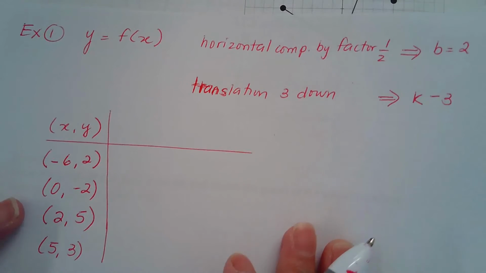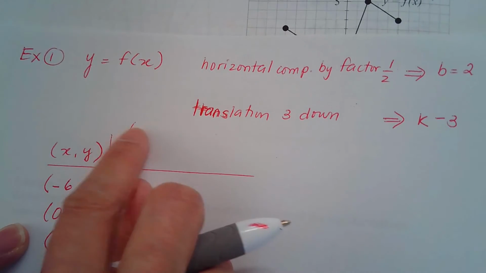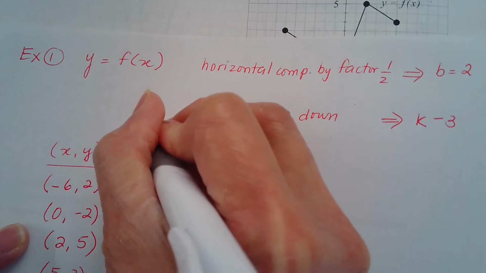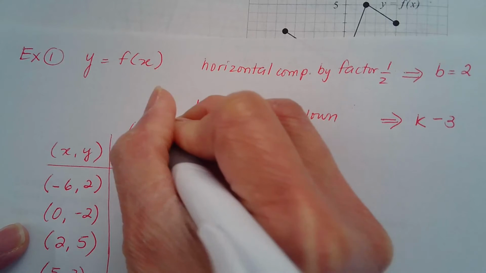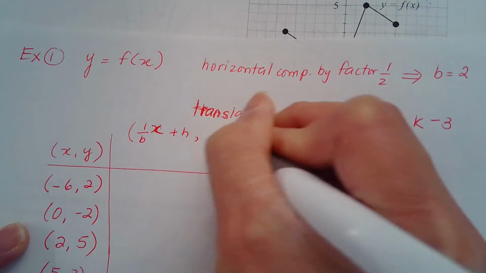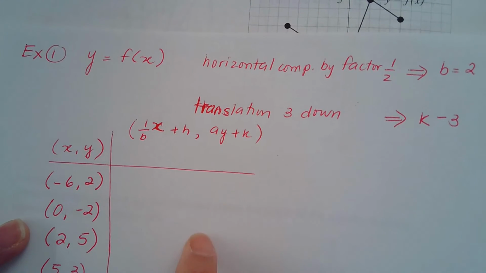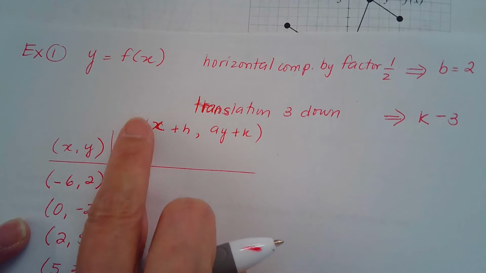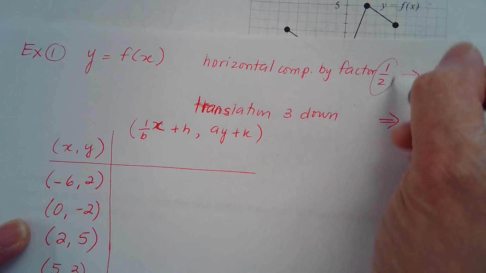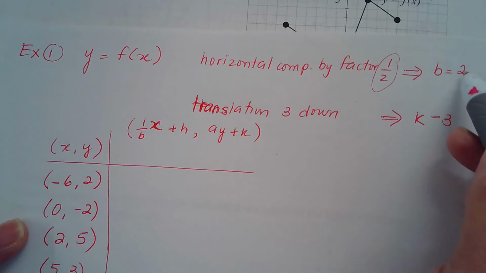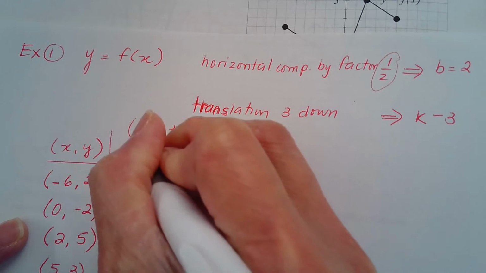The transformation is going like this. I'll just write it above, and then we'll put in the right things down there. So (1 over b times x plus h, a times y plus k). Now, it says here 1 over b. So 1 over b, well, that's this one over here. Or if you want, you can go 1 divided by 2. So 1 over b, that's the factor. So 1/2 times the x.